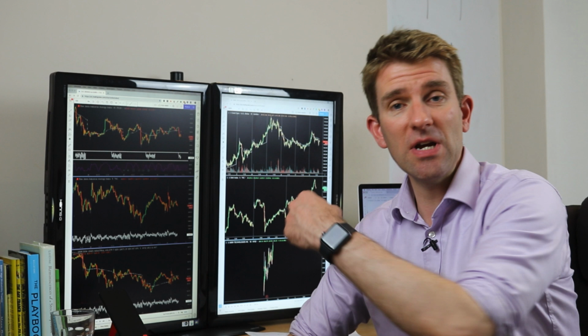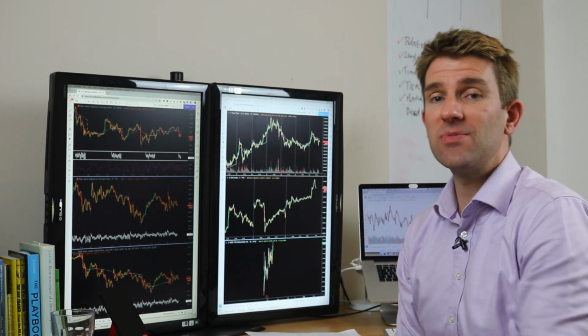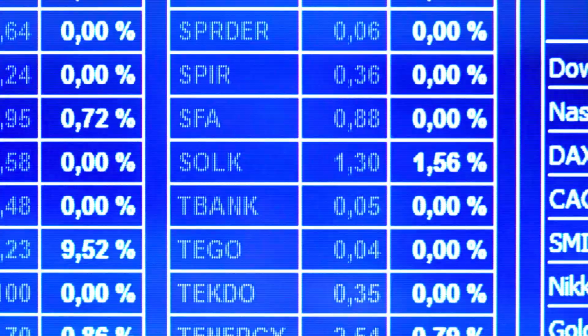So the question is, which is more important, the trend line or the horizontal line? Let's go to the screen and look at Euro US dollar on a few time frames and answer that question.